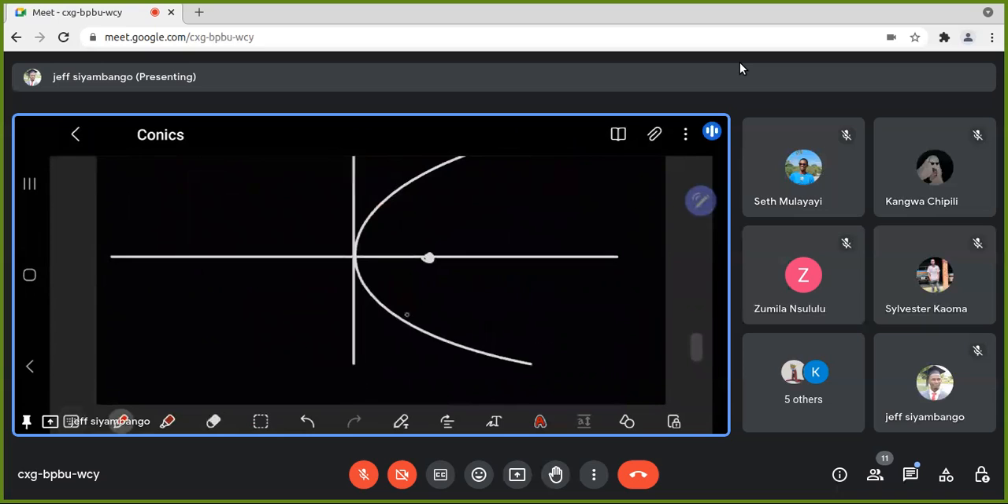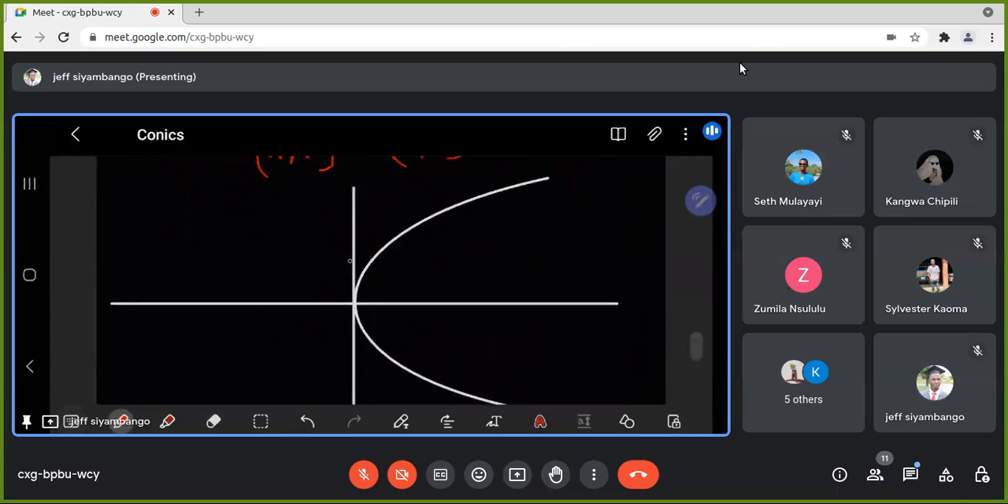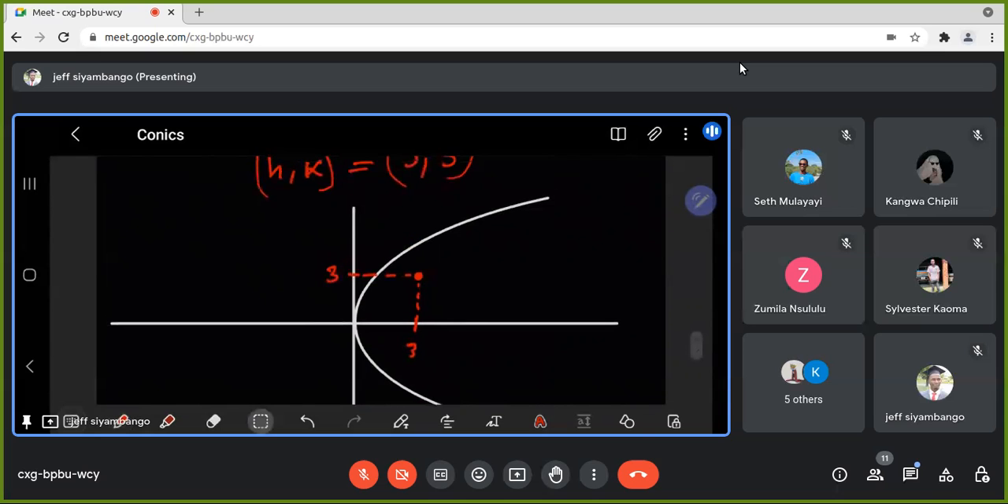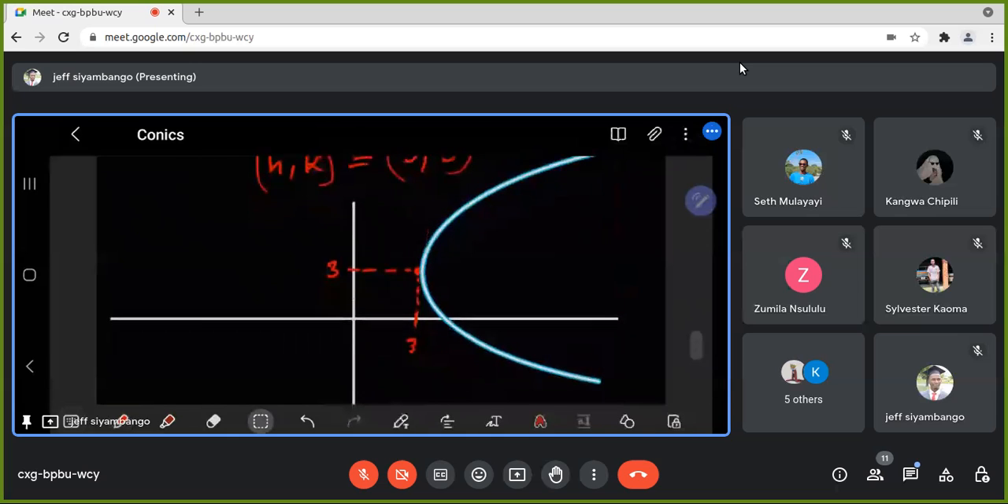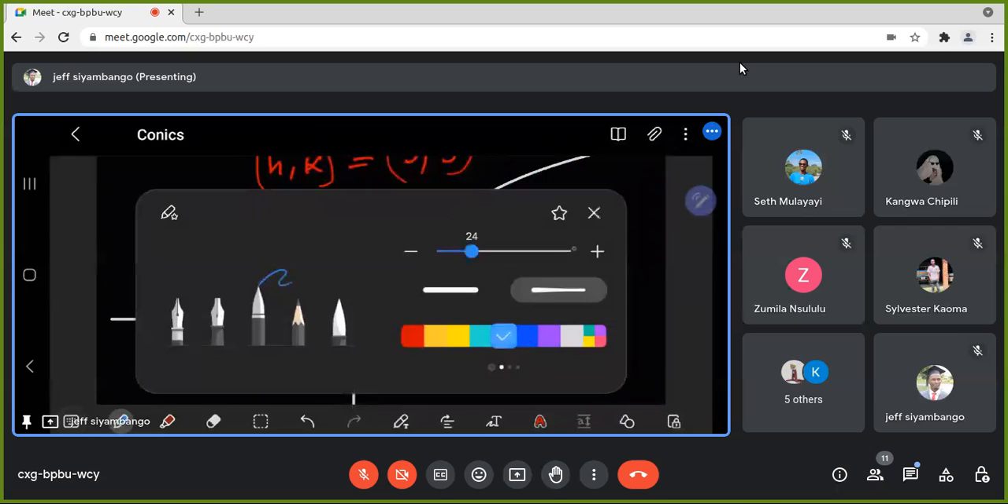So how do we then play with this? This is not at the center. We first find (3, 3). Let's say this is our 3, and this is our 3, where this is our origin. So the center is somewhere here, at (3, 3). It means that our parabola still opens to the right, but it now just has to be at (3, 3). Something like that.